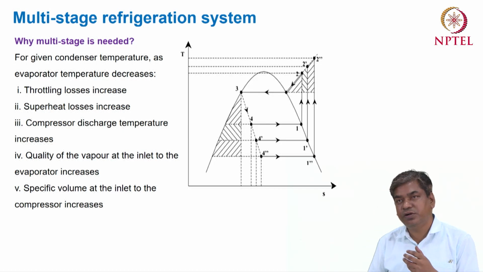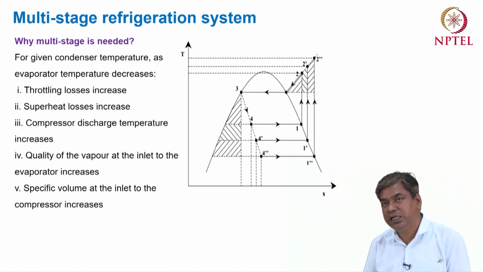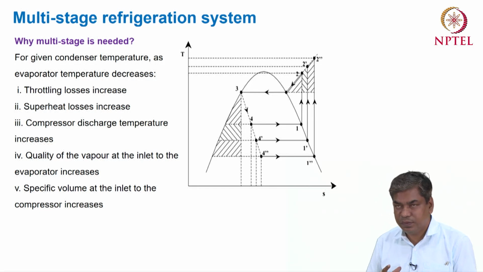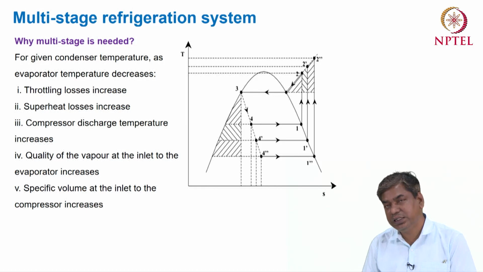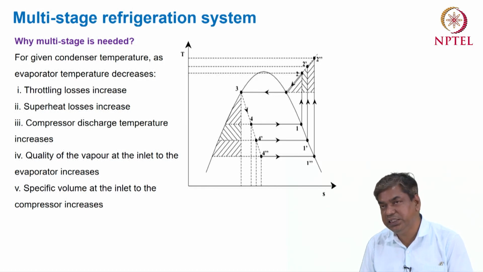So if we use the single stage system for a very high temperature difference between the evaporator and condenser, we will face different problems. Something very important is the compressor discharge temperature, which is a very important parameter. It will become very high with the single stage system, and another is the compressor work. Basically we have to target these issues, especially the compressor work and compressor discharge temperature.